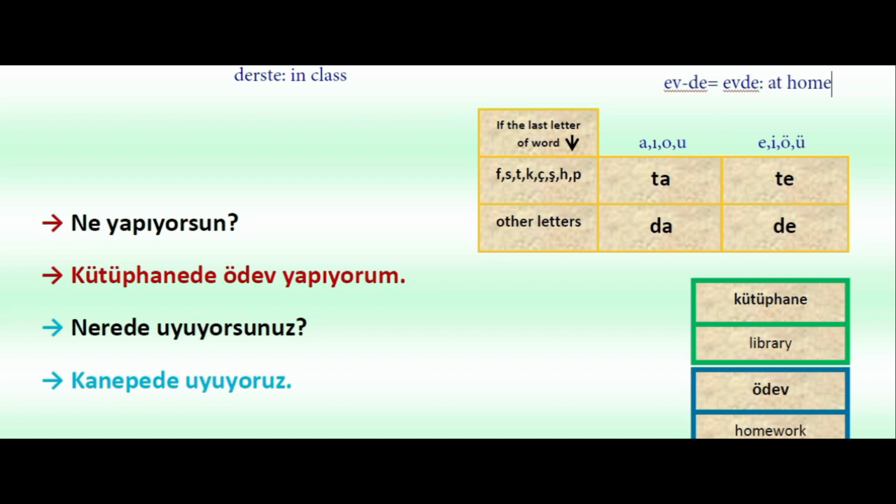Evde. Let's say in street. Street is sokak. Okay, so sokak. We are checking the last letter. The last letter is K. So here we are seeing that K is in this category. So after K we can use ta or te. And after it we check the last vowel, and the last vowel is a here. So we understand that after a we can use ta. So that will be sokakta. That will mean in street, on street.